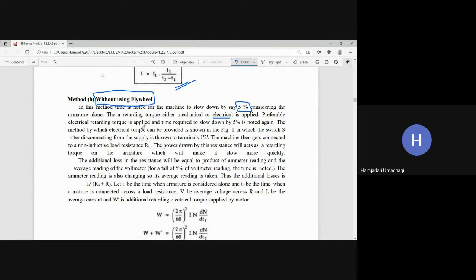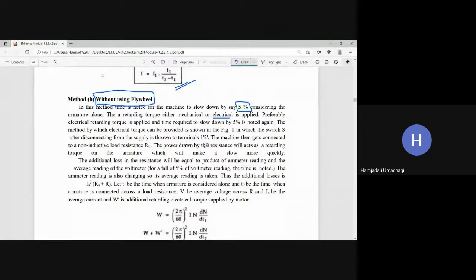The method by which electrical torque can be provided is shown in figure 1, which I have already told you, in which switch S, after disconnecting from the power supply, is thrown to the terminals 1 dash and 2 dash. So the switch will be thrown onto 1 dash and 2 dash. 1 dash and 2 dash means this is the path for the resistive load. The machine gets connected to a non-inductive load, that is purely resistive load, which is nothing but RL.